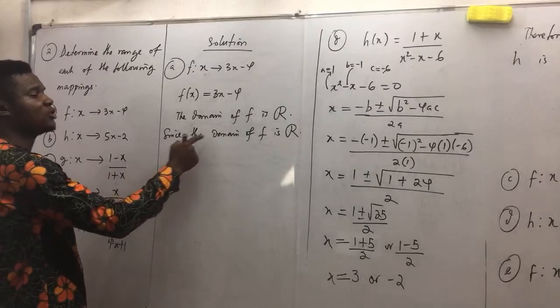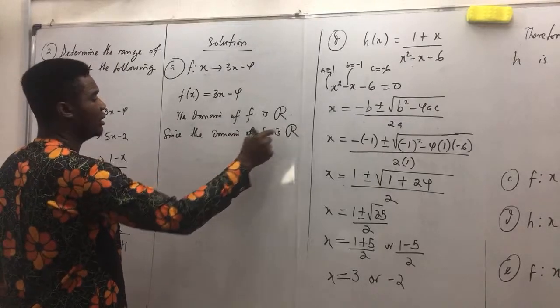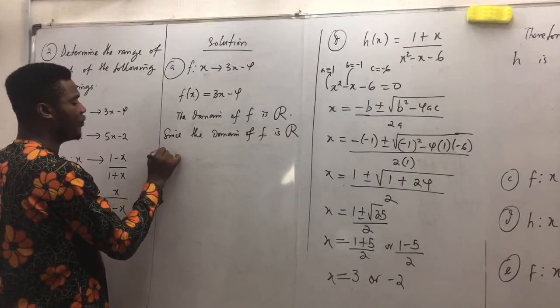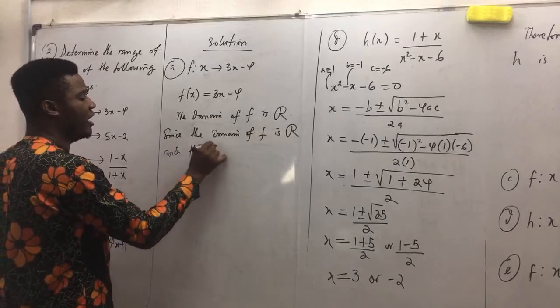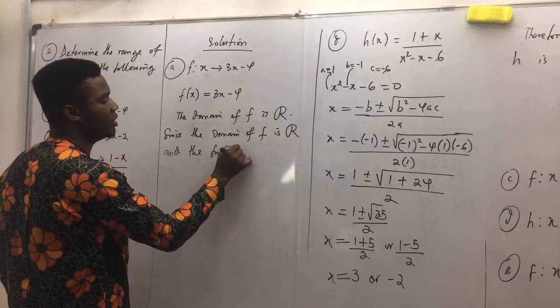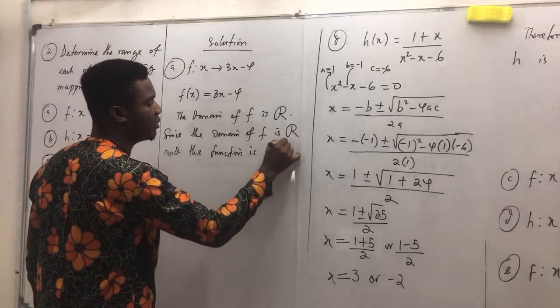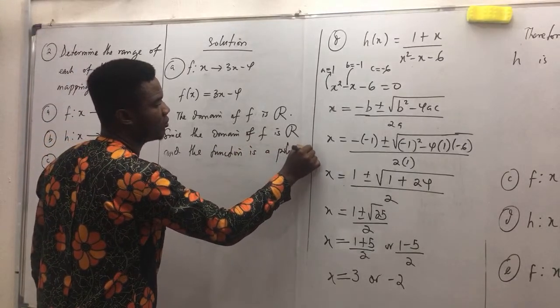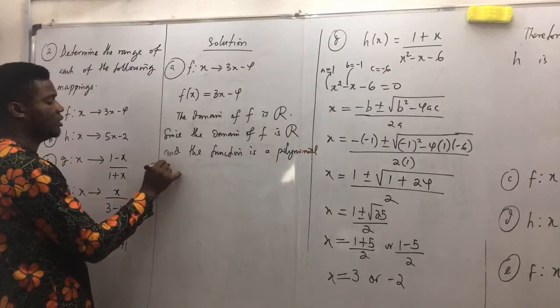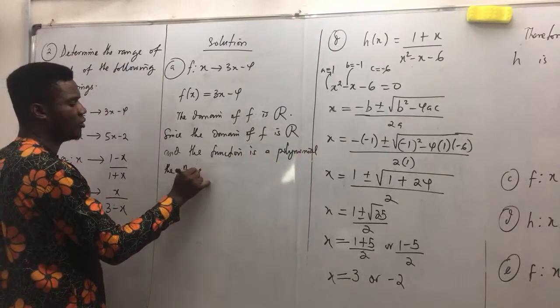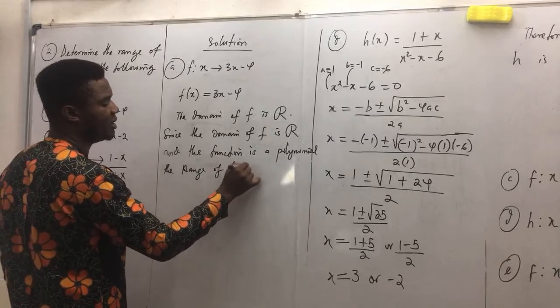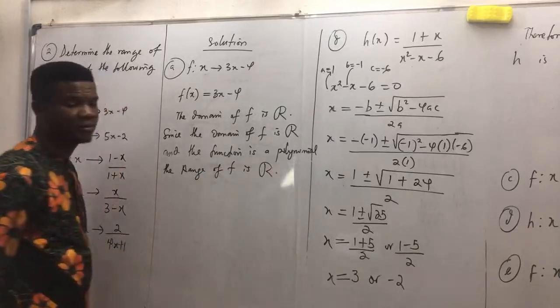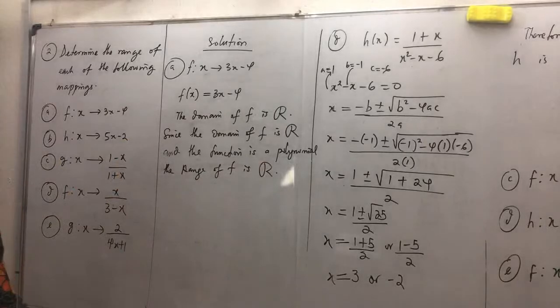So since the domain of f is real and the function f is a polynomial, the range of f is R. So the range of this function would also be real.